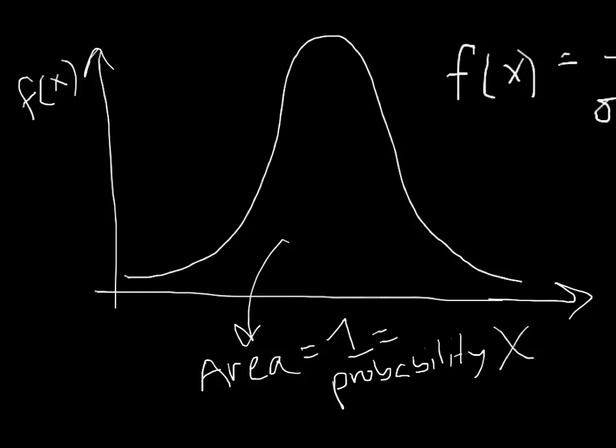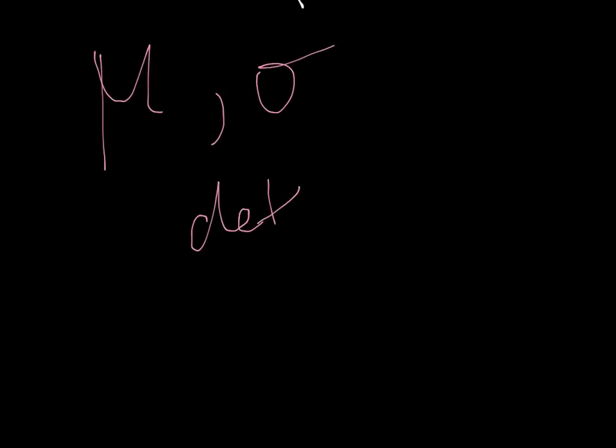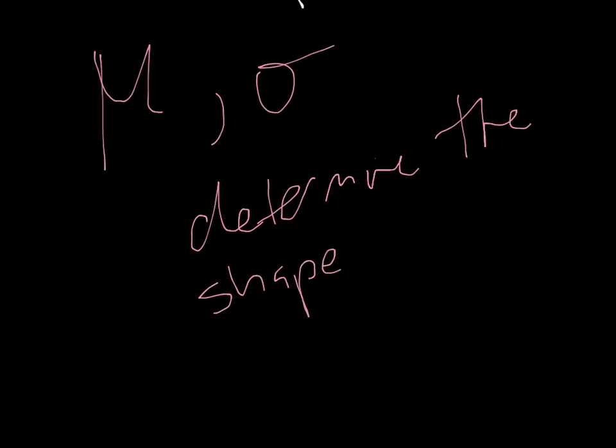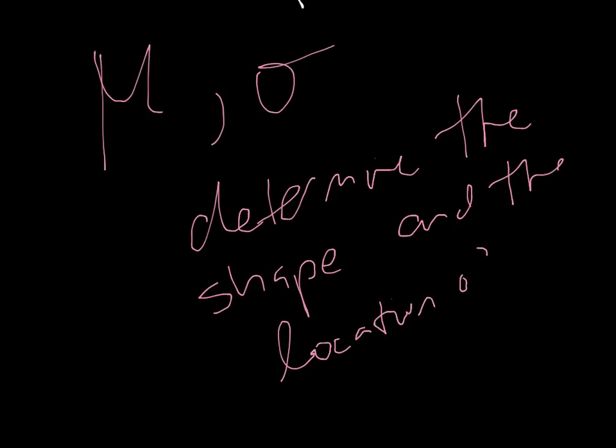Alright, a normal curve can have any mean and it can have any standard deviation. Any mean and any standard deviation, as long as the standard deviation is positive. Alright? These two things, the mean and the standard deviation alone, determine the shape and the location of the curve.